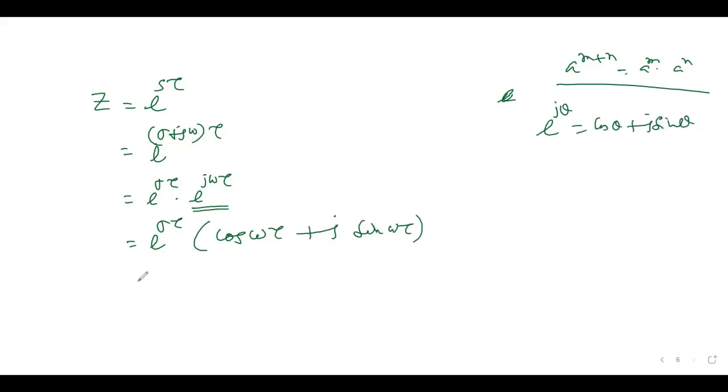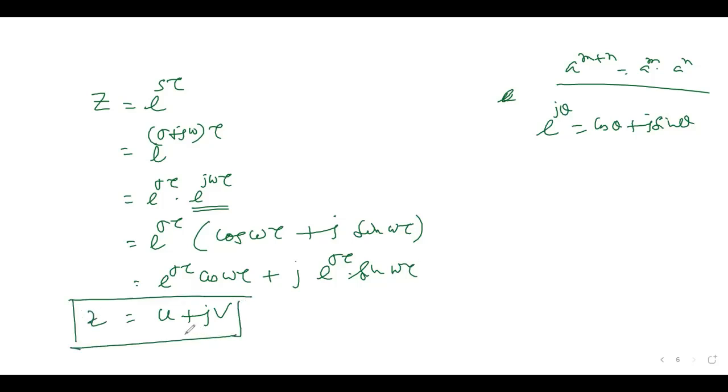So that means now the real term is this, and the imaginary term is this: sigma tau, right? Sine of omega tau. Now you can consider this as u plus jv. So z is a complex number, which is basically u plus jv. You know u, what is u? U is this. We can consider this as the u and this is the v. So z equal to u plus jv.